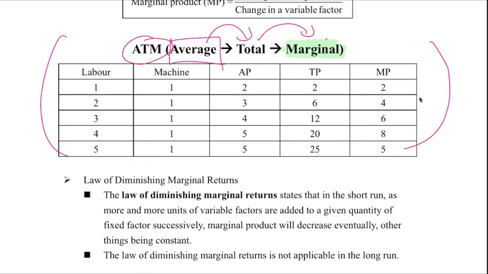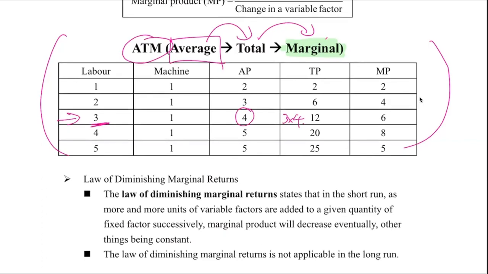To change it to total, I multiply the average with the variable factor, right? For example, for this one, labor. Yes, so maybe AP times labor. For the third labor, we have an average of 4. That means the total is 3 times 4. Using the labor number, that means the variable factor, times the average number. Then using the change of the total, we can find the marginal.